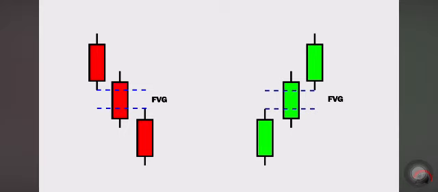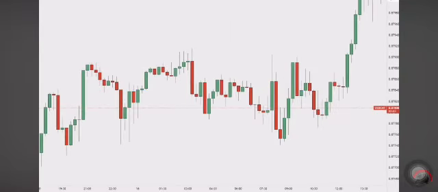To reiterate, a fair value gap arises when there is a gap between the low of the first candle and the high of the third candle, or between the high of the first candle and the low of the third candle. Now, let's examine a few examples for better understanding. We will explore several examples of identifying fair value gaps.